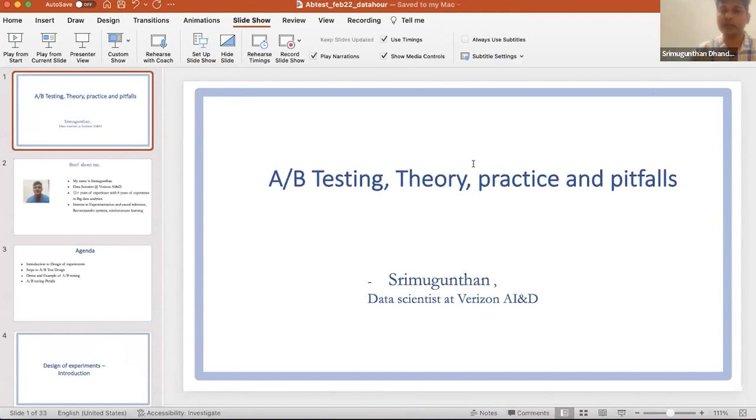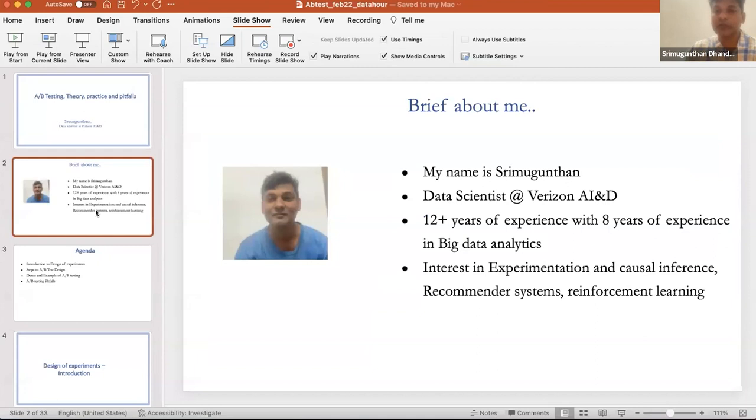A little bit about me. My name is Srimugunthan. I work as a data scientist in Verizon AT&T. I have 12 plus years of experience and 8 years in big data analytics. My interest is in experimentation and causal inference, recommender systems, and reinforcement learning.